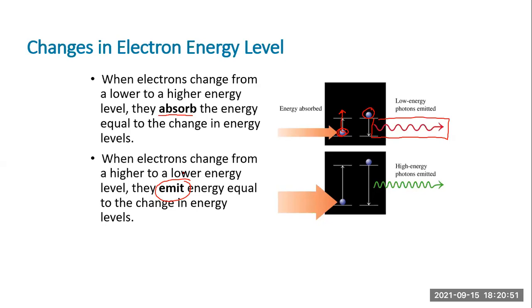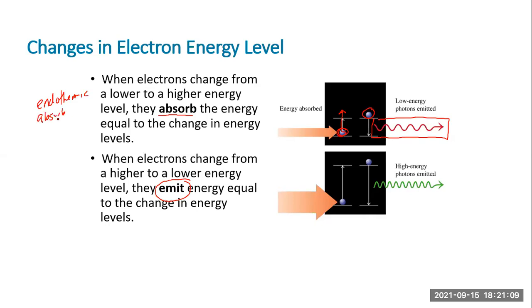So in terms of electrons, as they are traveling from one energy level to the next, if they go from a lower energy level to a higher energy level, they basically absorbed energy. And that's what's sometimes referred to as an endothermic process.